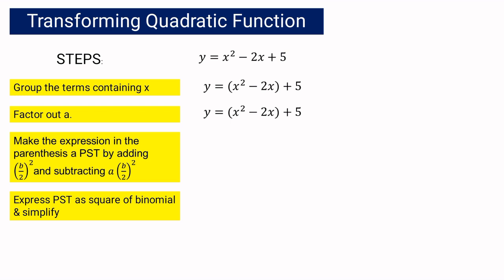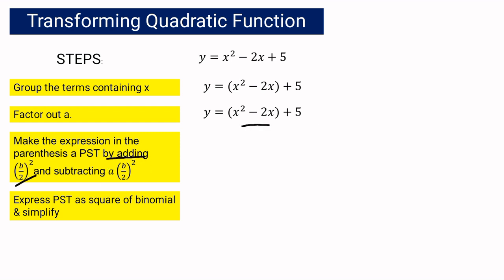For step number 3, make the expression in the parentheses a perfect square trinomial. This is our expression in the parentheses. We are going to make it a perfect square trinomial. How? That is by adding the square of half of b. So you are going to get half of b and then square it. And whatever is added here, you are going to subtract it there.